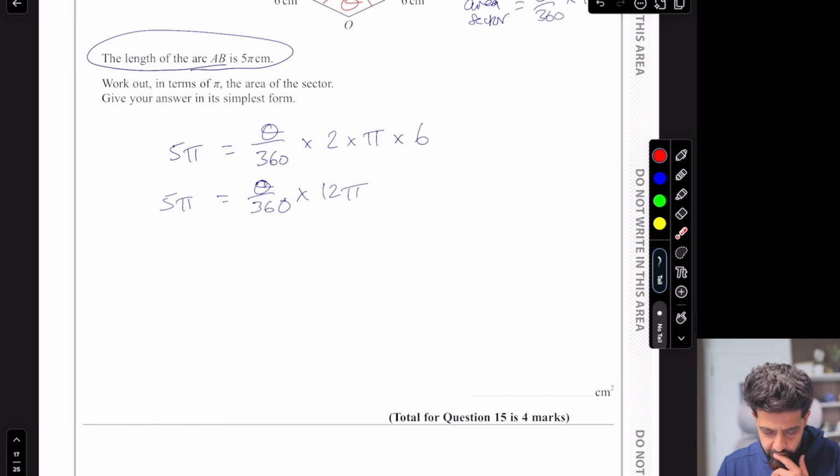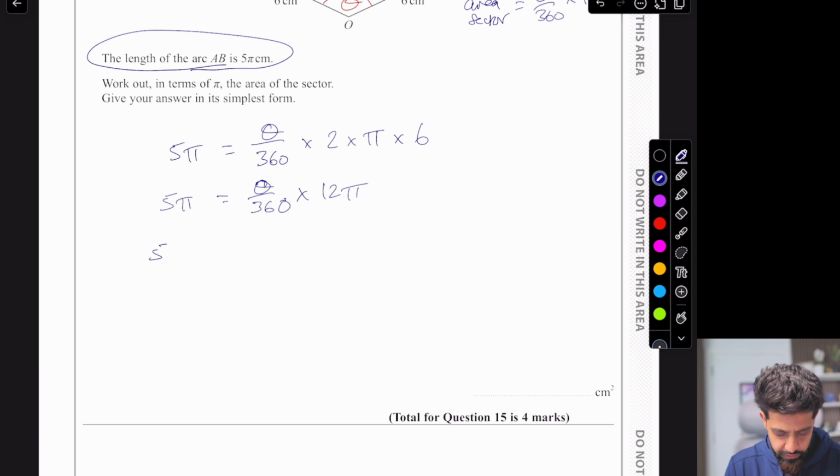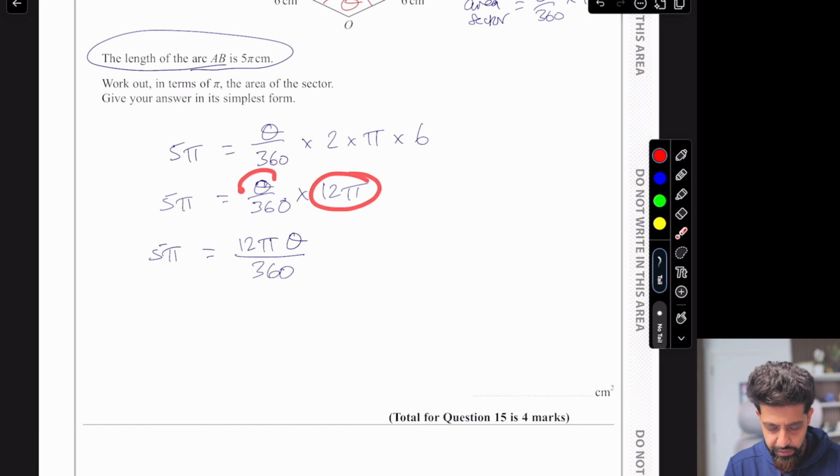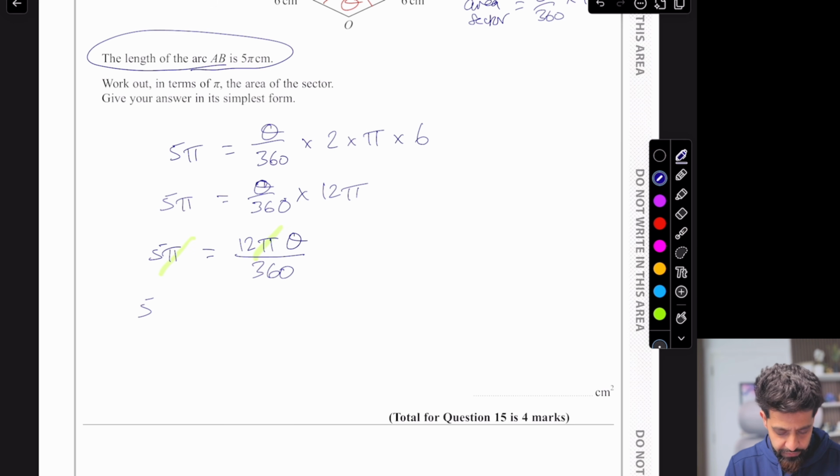Now, we can write it like this. 5 pi is equal to 12 pi theta over 360. So all I've done is multiplied that over there. But one thing we can also do is cancel out the pi's. We can divide by pi. So we can do it here. Okay, so we're going to divide by pi here. So we have 5 is equal to 12 theta over 360.